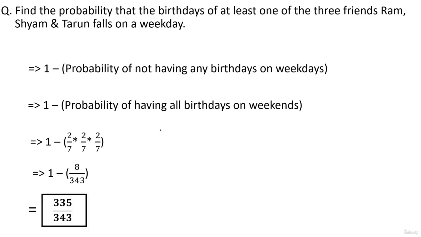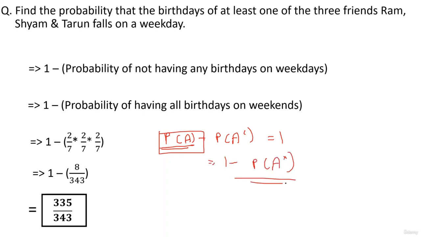Very simple. Okay, so you can remember it this way, that probability of A happening plus probability of A complement happening is nothing but 1. तो हमने basically यही use किया यहाँ पे. Okay, we wanted probability of at least one of them celebrating their birthday on a weekday, so we did it as 1 minus probability of none of them celebrating their birthday on a weekday. As simple as that.